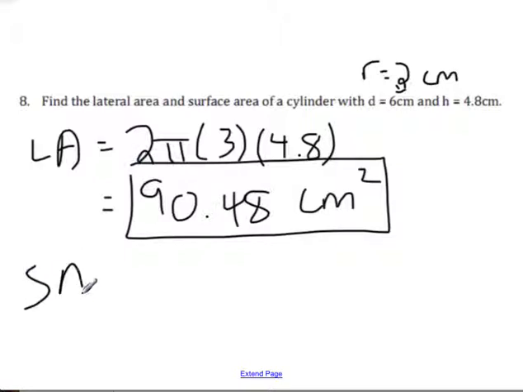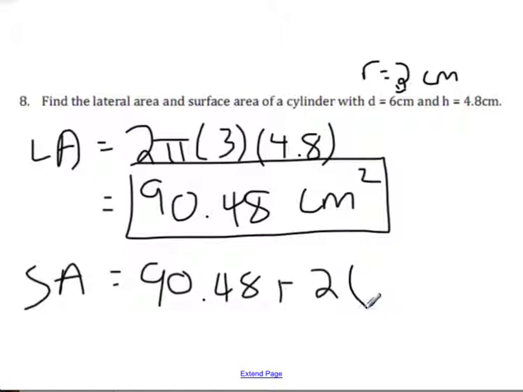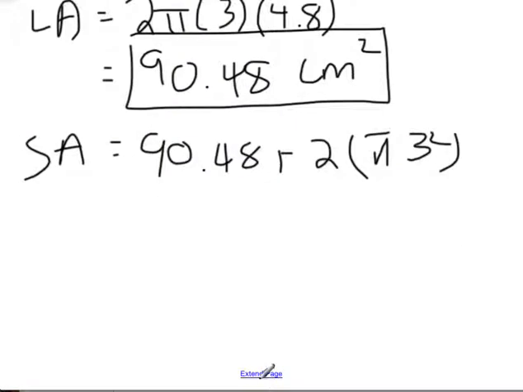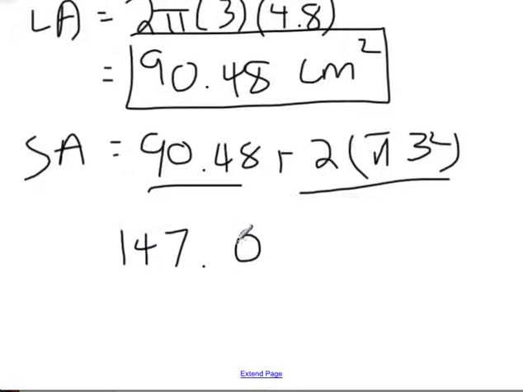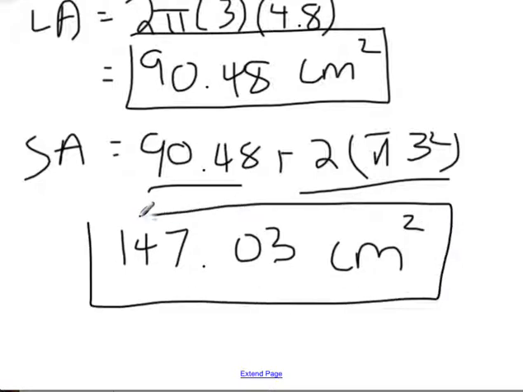Then for our surface area, we're going to take that 90.48, and then add 2 times our base area, which is going to be pi times r squared. So then I end up getting, when I do 90.48 plus 2 times pi times 3 squared. Go ahead and punch that in your calculator. Make sure you're doing it right. I get 147.03 centimeters squared. So that's the surface area for number 3.